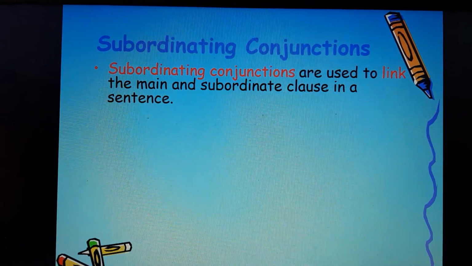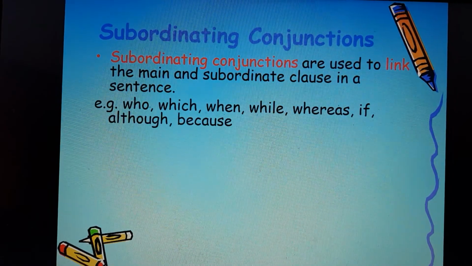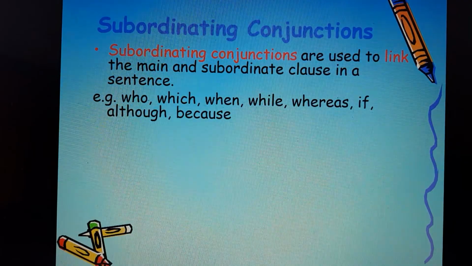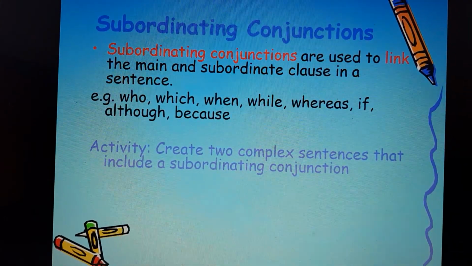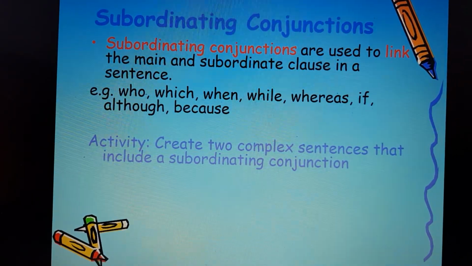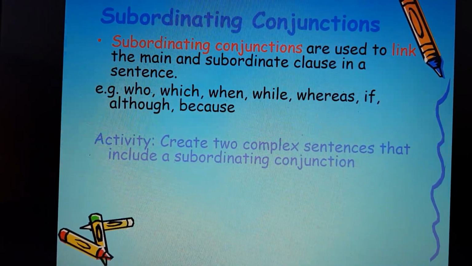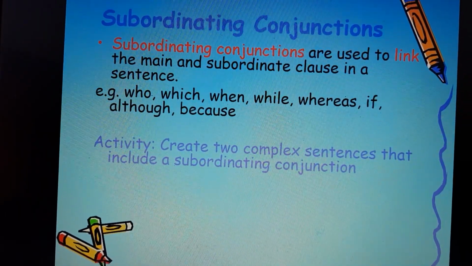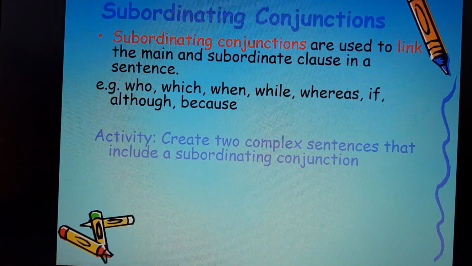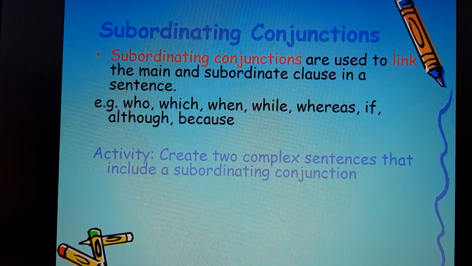Subordinating conjunctions then. They're used to link a main and a subordinate clause in a sentence. We've got words like who, which, when, while, whereas, if, although, because. Okay, so what I'd like you to have a go at doing is creating two complex sentences that include a subordinating conjunction. So you've got a main clause that does make sense on its own. Then you're using one of those words in the examples, and then adding on a subordinate clause that does not make sense on its own.